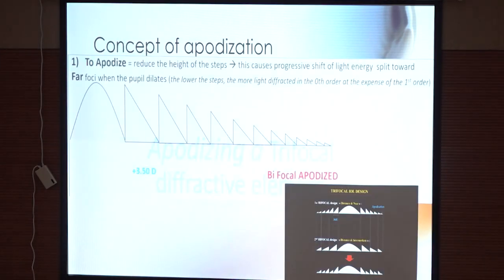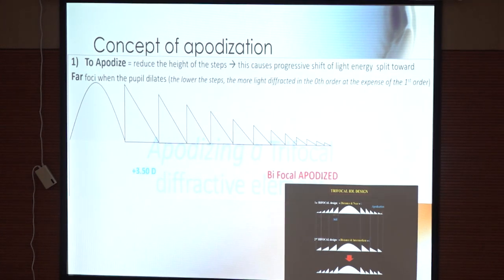So there is a concept of apodization. What does apodization mean? Reduce the height of the steps. So initially the steps are very tall, and then they decrease by around 0.2 micron every time, and this shifts the light energy split towards the far foci. So it helps in distance vision when the pupil dilates.